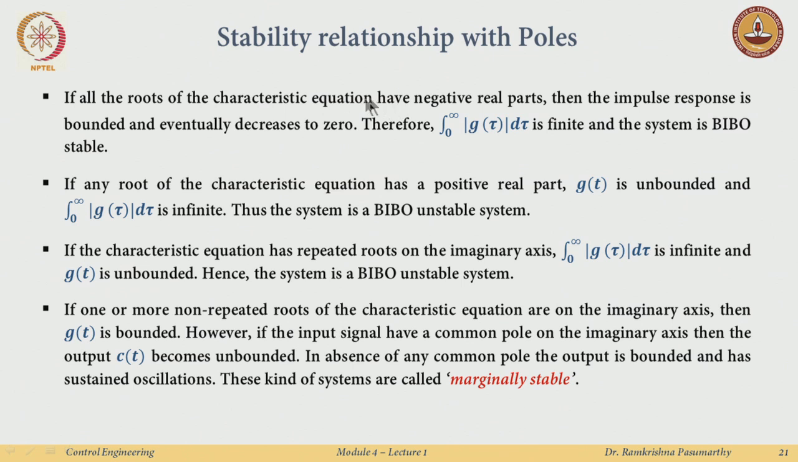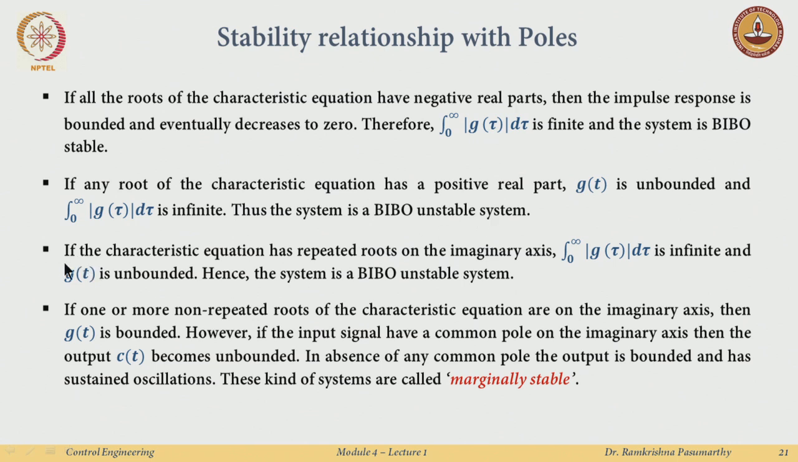If all roots of the characteristic equation have strictly negative real parts, then the impulse response is bounded and eventually decreases to 0. This also means that this integral which I was trying to compute is finite, and therefore, the system is BIBO stable. If any root of the characteristic equation has a positive real part, it could just be 1, it could be 500 roots of the system, even if 1 is on the right half plane, then my system is unstable as g(t) is unbounded and this integral is not defined. Thus, the system will become an unstable system.